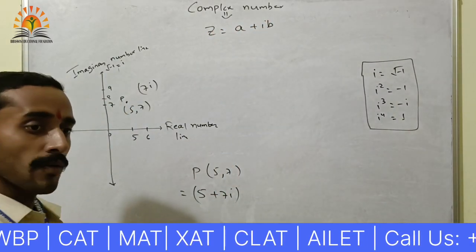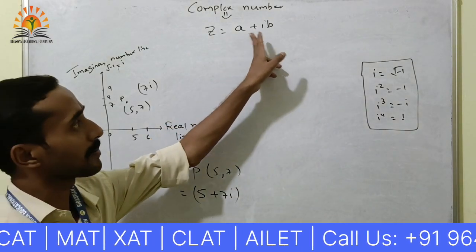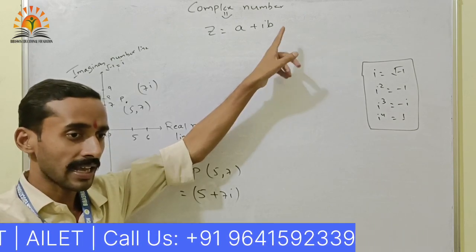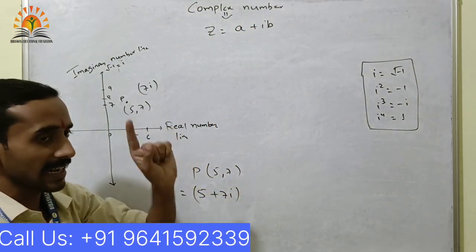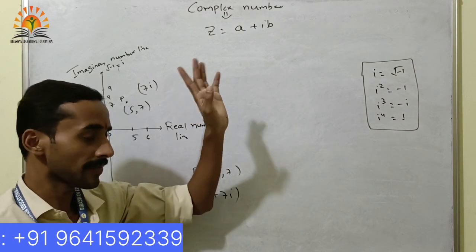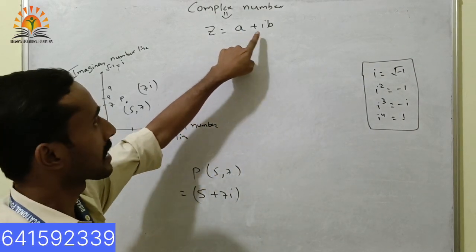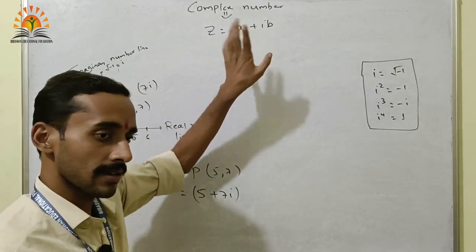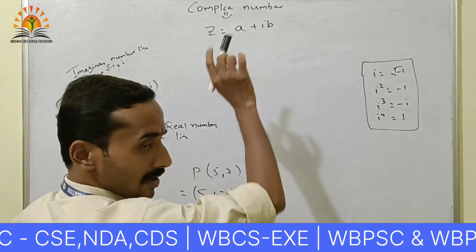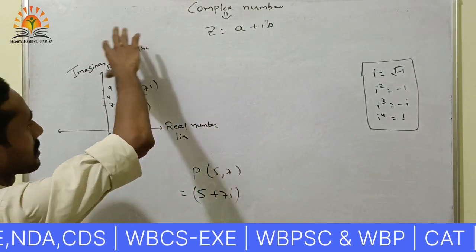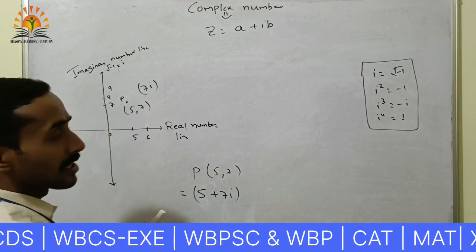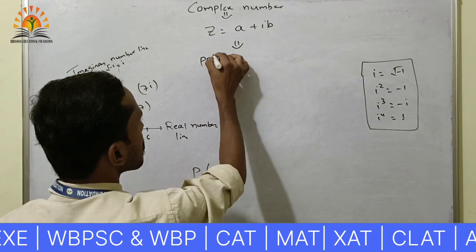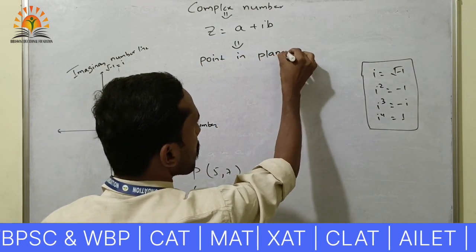Understood this concept? Where does iota come from? Where does this A plus iota B come from? Many students do not understand this and they want to solve questions, but it is impossible to solve any question without knowing this. What is A? A is the real part. What is B? B is the imaginary part, the y-axis. So we have to denote it with iota. Understood? Now Z is equal to A plus iota B, and this is the representation of a complex number. What is the meaning of a complex number? A complex number is nothing but a point in a plane.